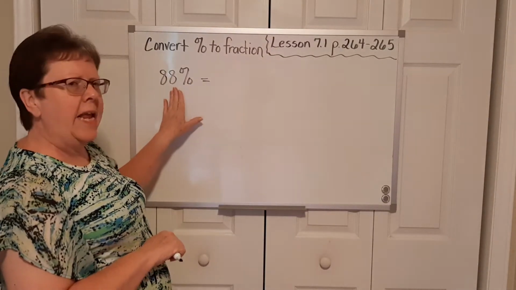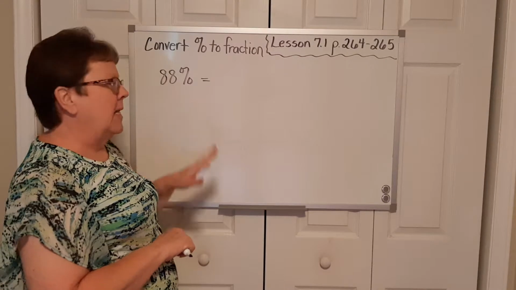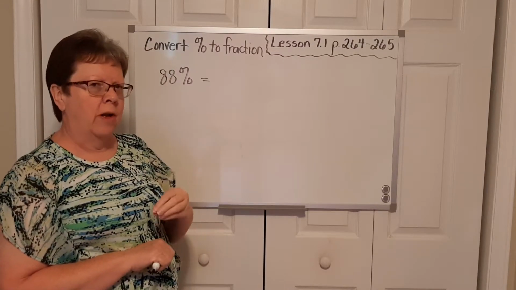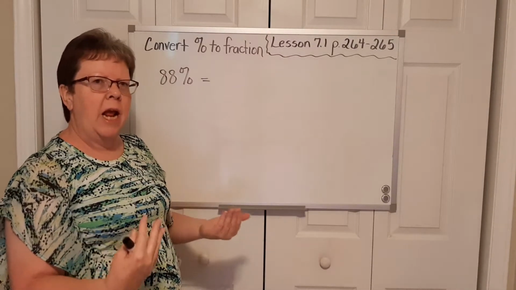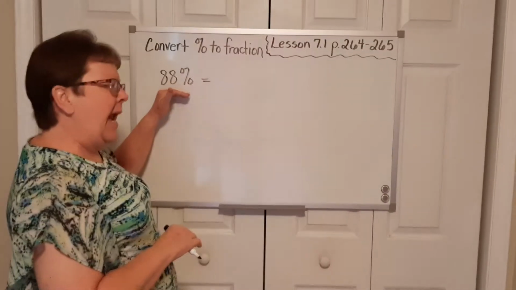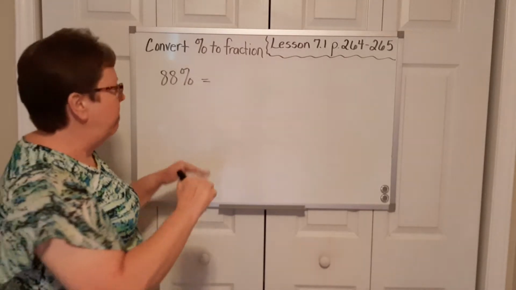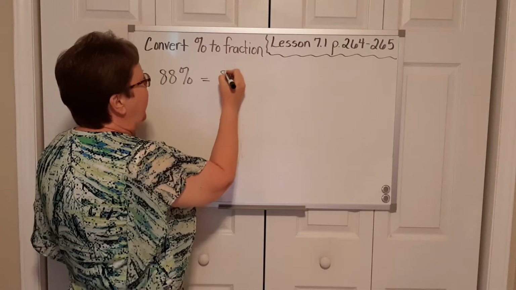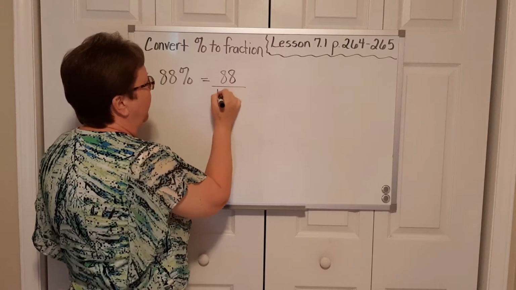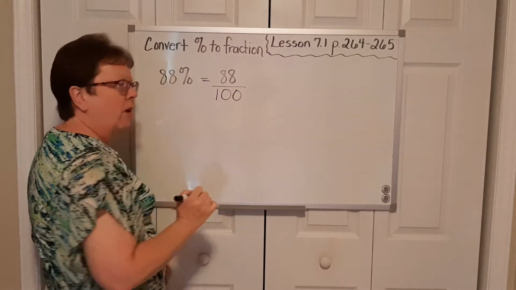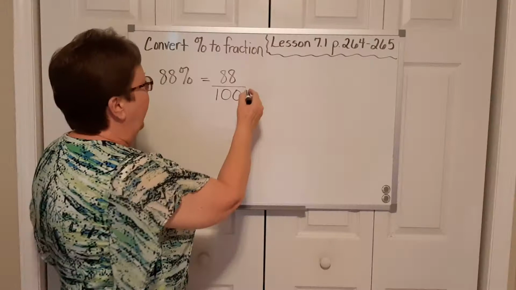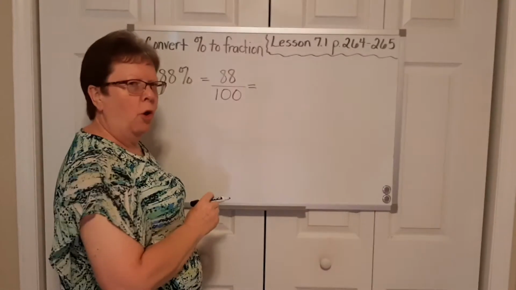Here we have 88%, and that means 88 out of 100. Like if you got a grade of an 88% on a math test, that would mean you got 88 out of 100% correct. So we would write our 88 as our numerator and our 100 as our denominator, and then you just have to reduce that to lowest terms.